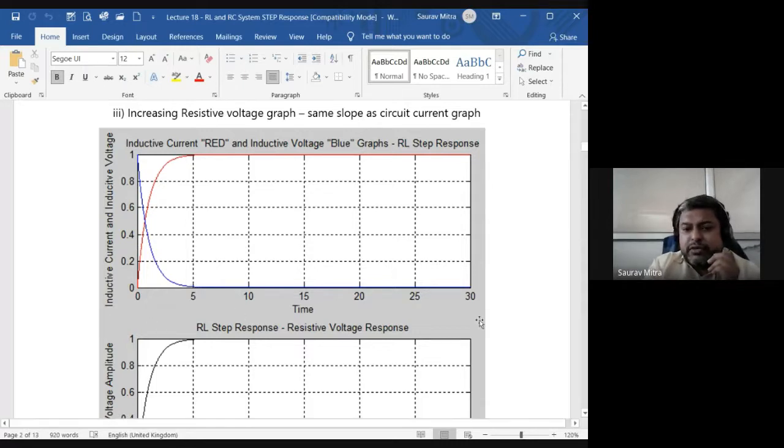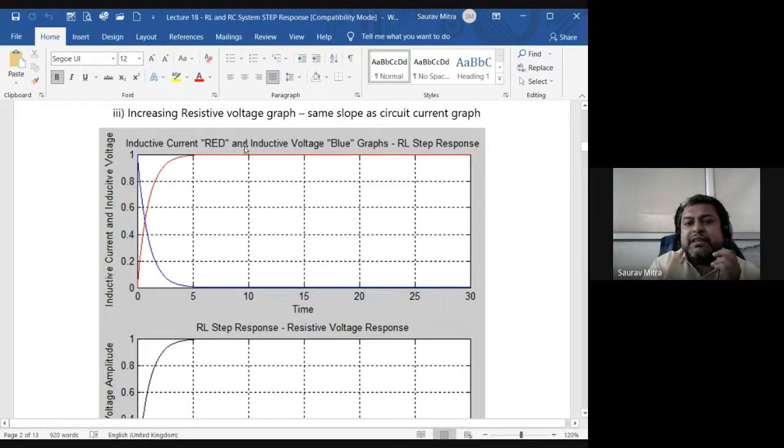So if I ask you, this is a 0 to 30 second system response, RL circuit response of current. What is the transient region and what is the steady state region? The answer will be 0 to 5 seconds is the transient region. Why? Because in this case current is building up, voltage is reducing, and all those things are happening. After 5 seconds, current reaches a fixed value, it stays there. Voltage also comes to zero across the inductor, it stays there.